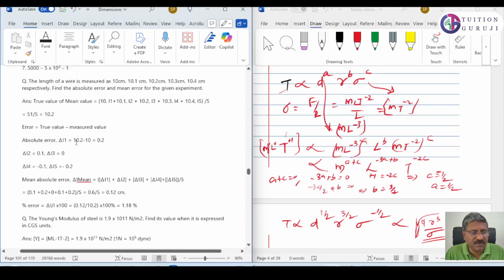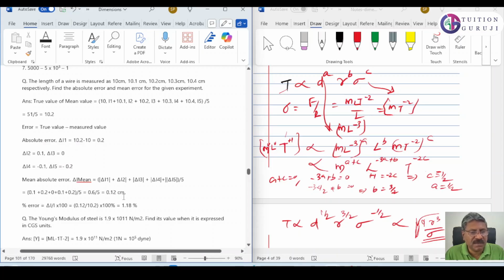The first one is 10.2 minus 10, which is 0.2. Like that, you can find out the absolute errors. Once you find all the absolute errors, you will then find the mean absolute error. When we find the mean absolute error, we take the modulus values, so all the moduli are added and divided by 5, the number of observations. So you will get 0.12 centimeter.